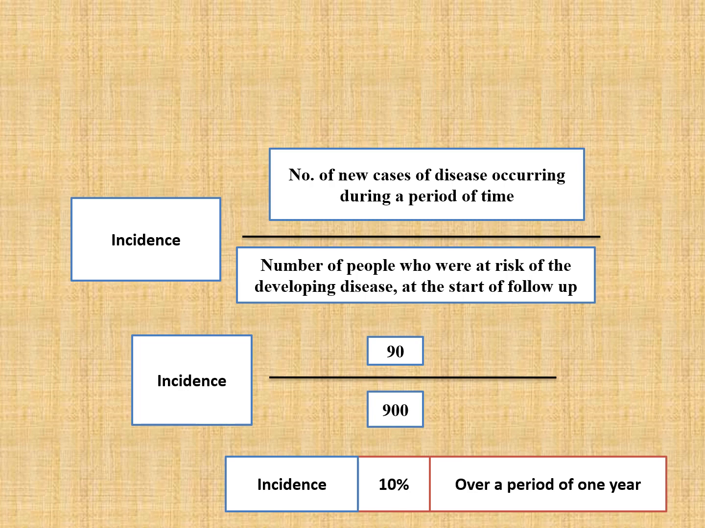What you should remember is that specification of time is very important for incidence, because an incidence of 10% over a 3 year period will have very different implications compared to an incidence of 10% over a 1 year period. So always remember to give a time framework for the incidence. Next, incidence gives us an idea of the risk of developing disease over a period of time.